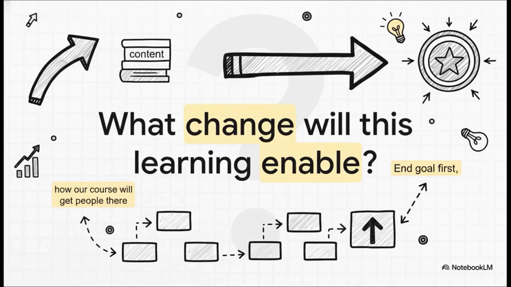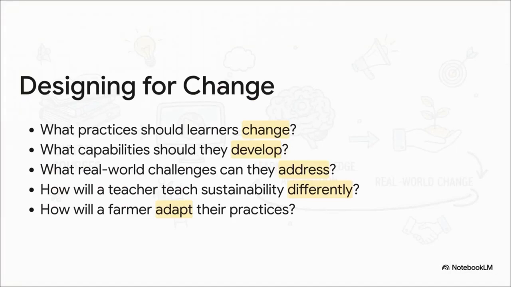So how do we get out of the trap? Well, it takes a fundamental shift in our thinking. It all starts by asking a completely different question, right at the very beginning of the whole process. The whole pivot is moving from content to outcomes. So instead of starting with what should we teach, we flip it on its head and ask, what change will this learning actually enable? This is the heart of a framework called theory of change.